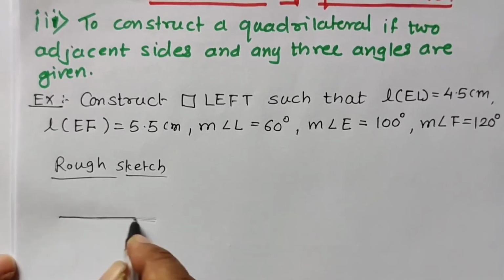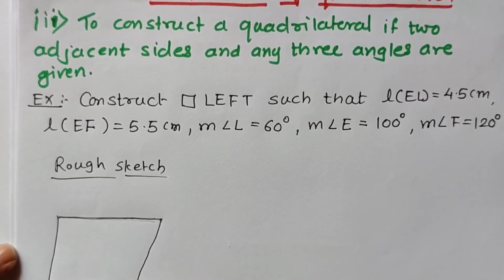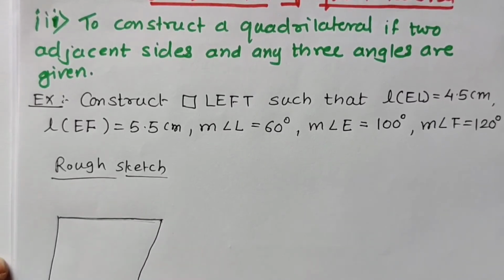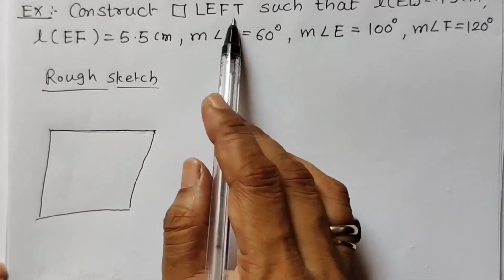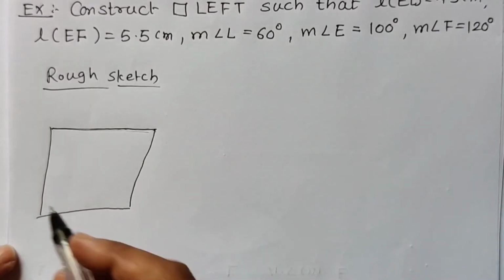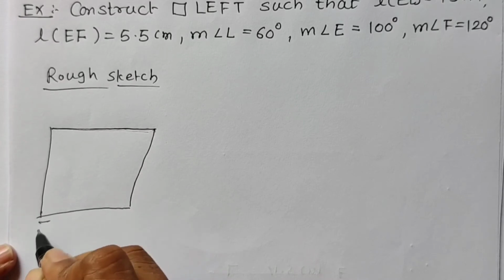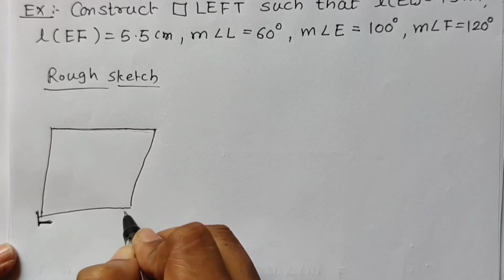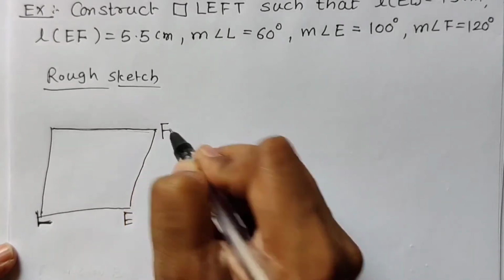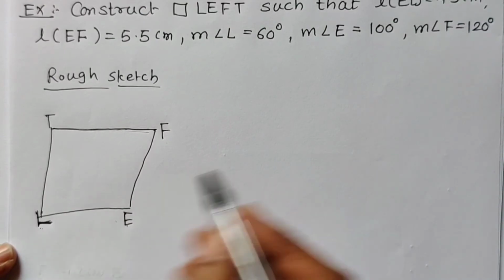See, I am drawing here. This is a rough quadrilateral. Any rough quadrilateral you can draw. So I have drawn the rough sketch. LEFT. EL is given, so I start from EL, or LE we can write. Okay, L E F T. So EL, that means LE. LE or EL, one and the same thing.